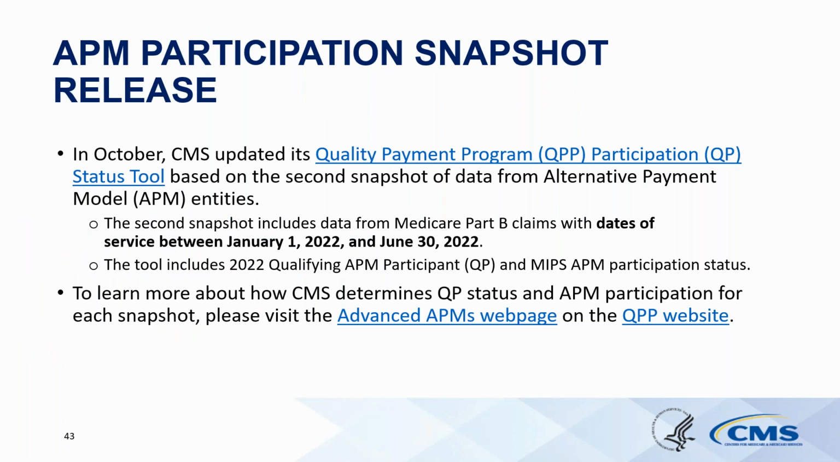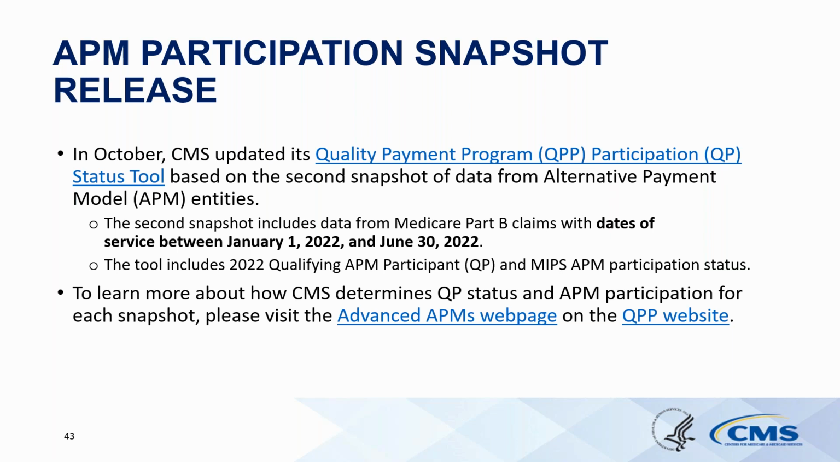So last week, CMS updated the QPP participation status tool based on the second snapshot data of alternative payment model entities. The second snapshot includes data from Medicare Part B claims with dates of services between January 1st and June 30th. And the tool update includes 2022 QP status and MIPS participation data. To learn more about how CMS determines QP status and APM participation data each snapshot, please visit the Advanced APMs webpage on the QPP website. There's also some additional information on the resource library on the QPP website as well.